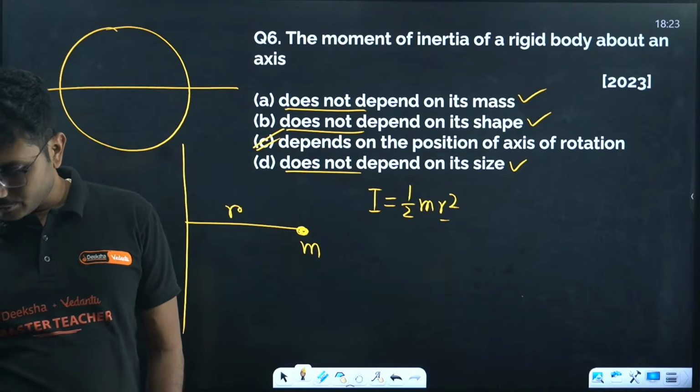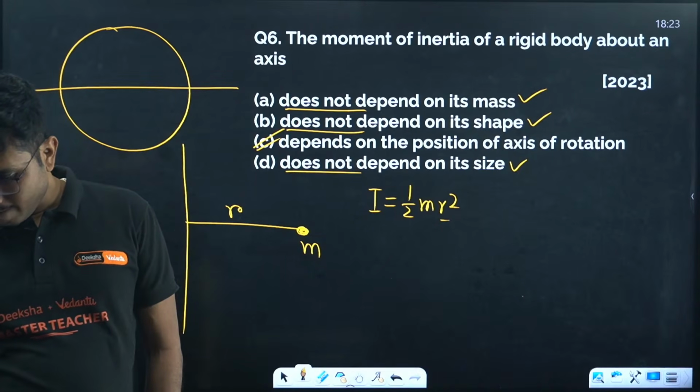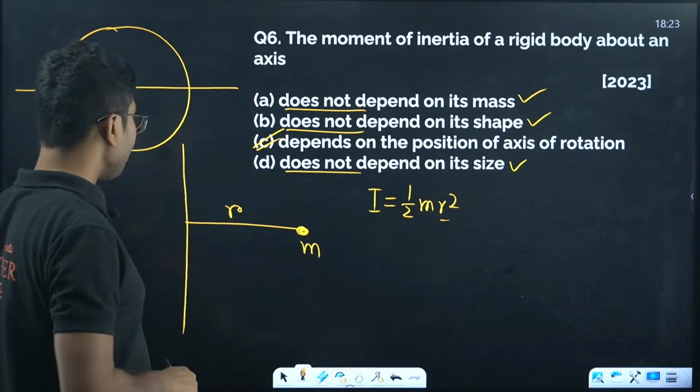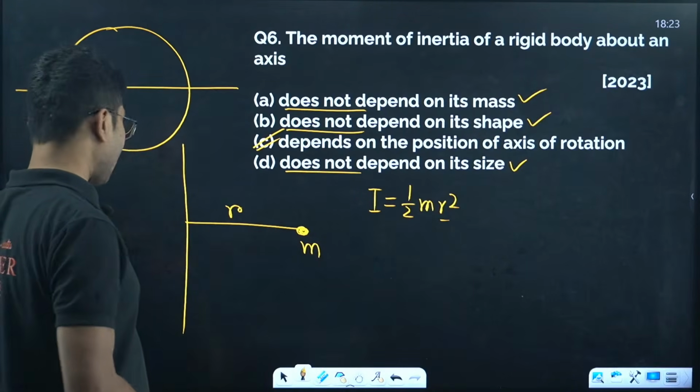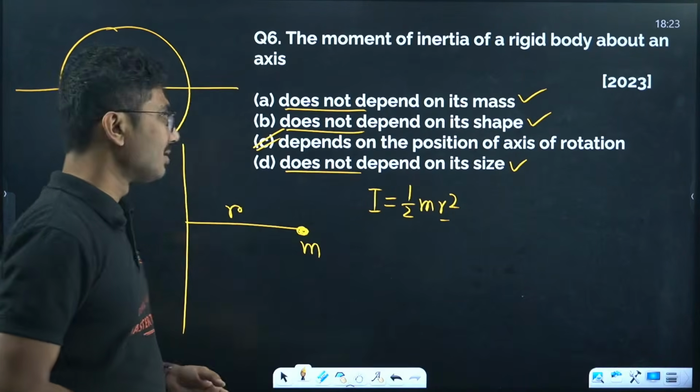50% of students answered this one correctly, but some of you have still answered wrong, option A. I don't know why you answered option A. It depends on mass, right?